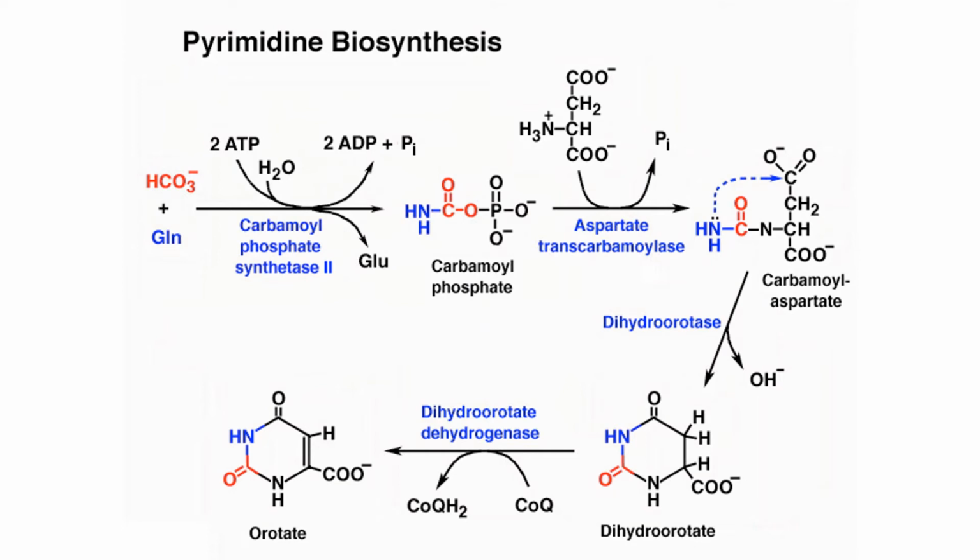In the following step, the cyclic product is going to be oxidized to orotate by an enzyme, dihydroorotate dehydrogenase, that is coenzyme Q dependent. The reaction introduces a double bond into the ring.